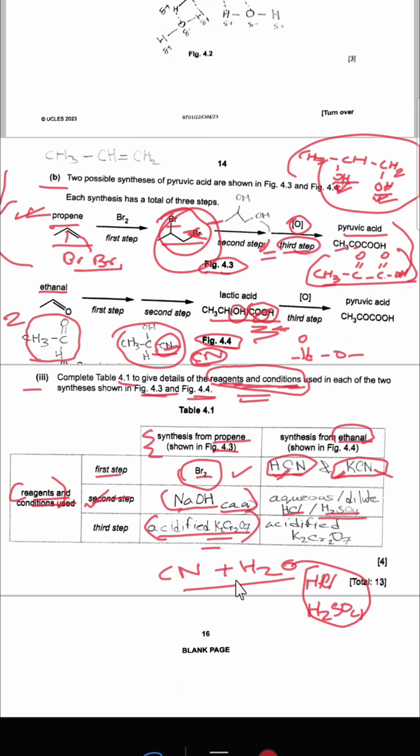This is acidic and this is hydrolysis, that means reaction with water. So in acidic condition hydrolysis occurs. For acidic hydrolysis, CN reacts with water to form carboxylic acid, thus aqueous HCl or dilute H2SO4 is needed, and since it is aqueous or dilute, that means it provides water. Then in the third step, this lactic acid is converted to pyruvic acid.